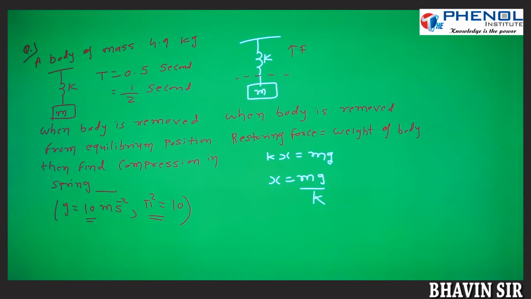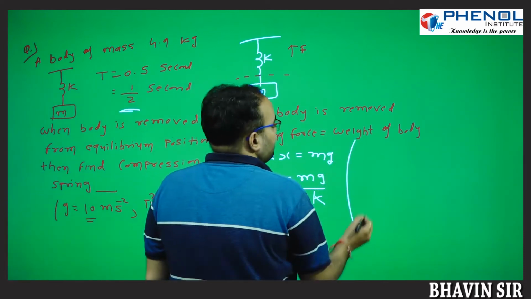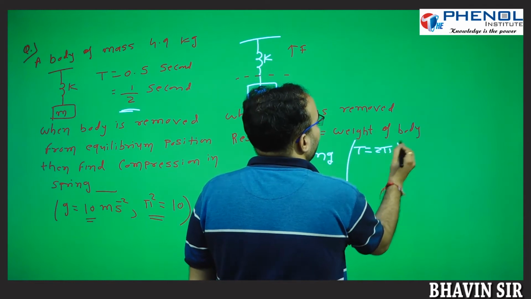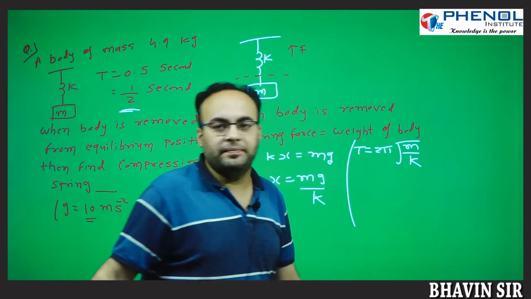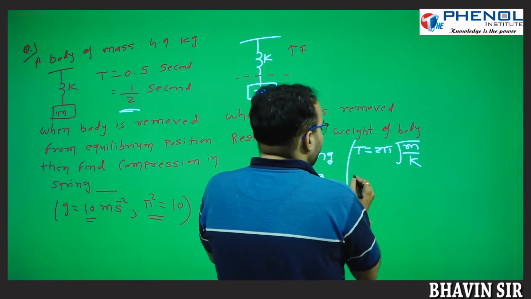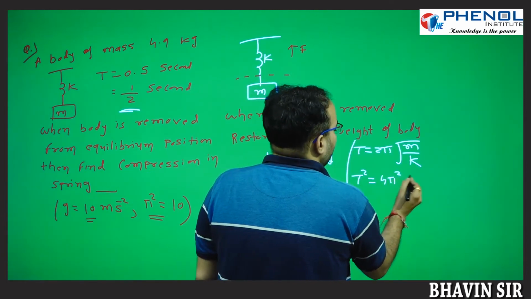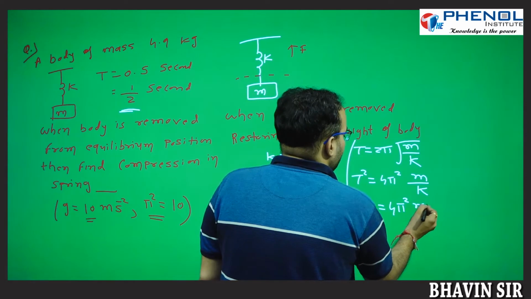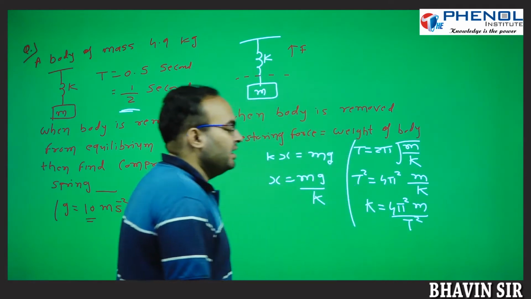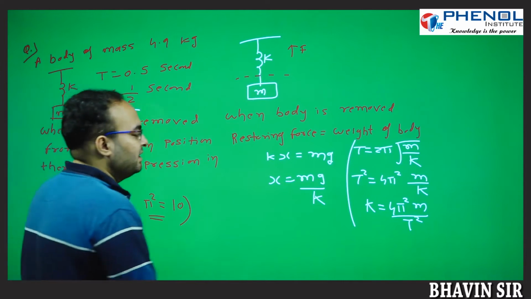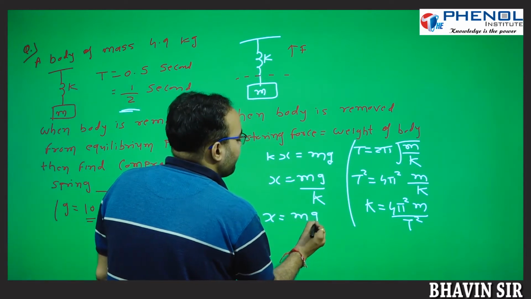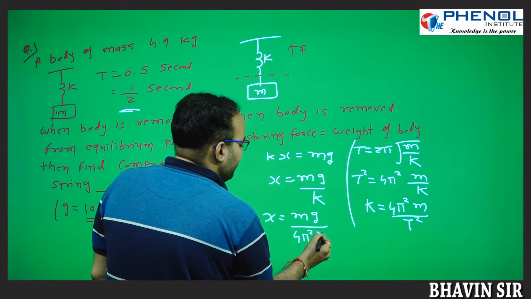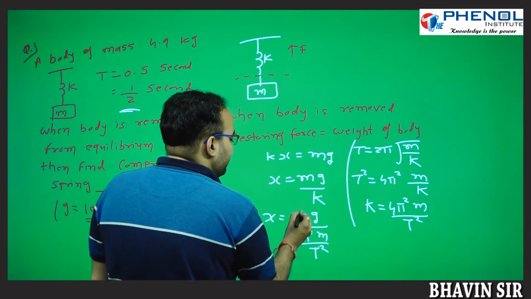Here the spring constant is not given, but see, the time period is given. So from the formula of time period, find the spring constant. T is equal to 2 pi under root m by k. Now square on both sides. So T square is 4 pi square m by k. Take k as the subject. So k is 4 pi square m by T square.